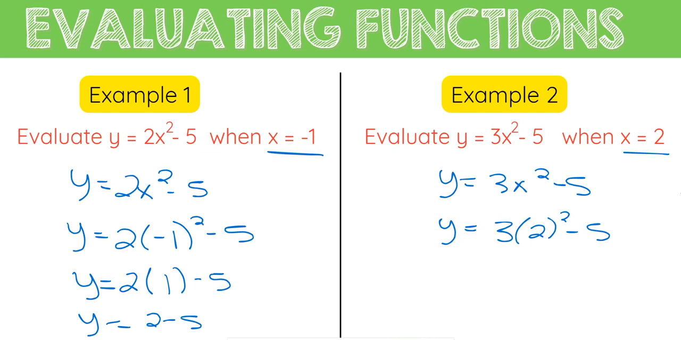Okay, now that we've substituted your value in for x, you can continue to solve and find y. So doing the steps, we have to do the exponents first. So we do 2 times 2, which will give us 4 now in parentheses. So now we're going to multiply. 3 times 4 is 12, minus that 5, so we get an answer of y equals 7.